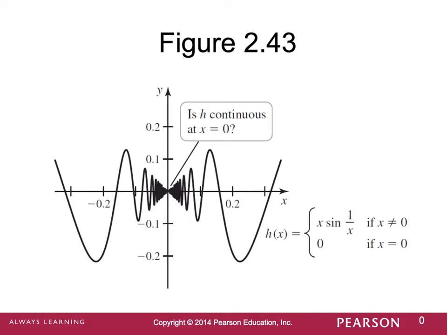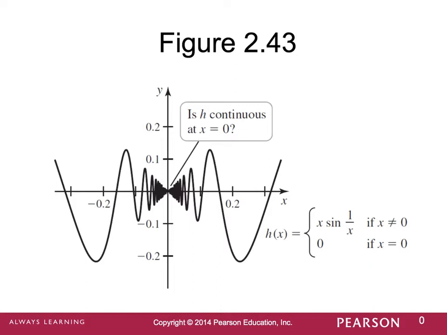And so let's look at this function h of x, which is the piecewise function: x times sine of 1 over x for all x not equal to 0, and it's equal to 0 if x is equal to 0. And so our question is: is h continuous at the point x equals 0?